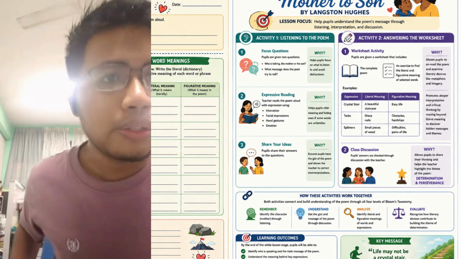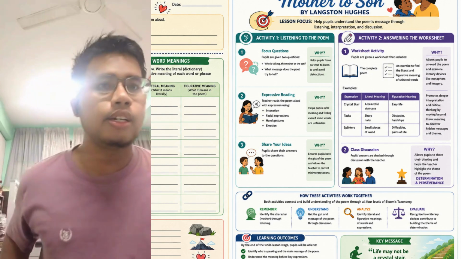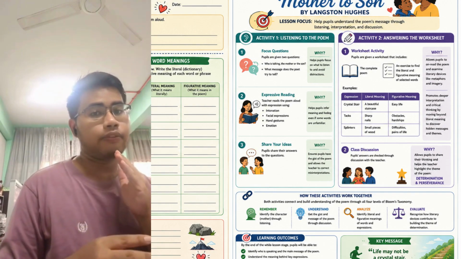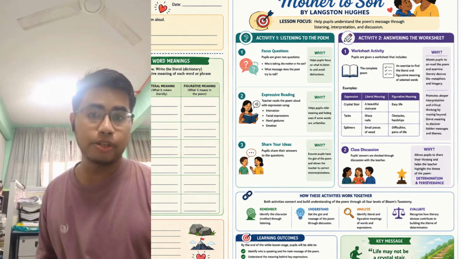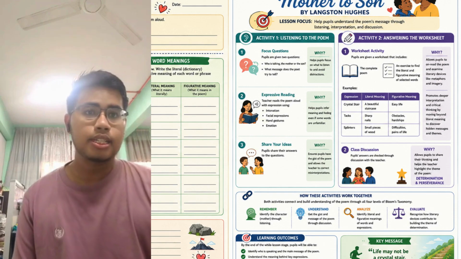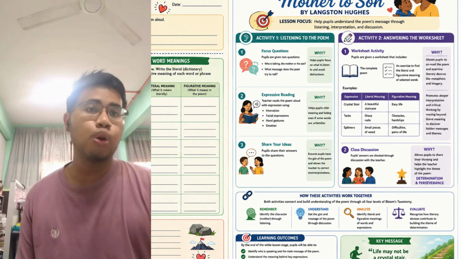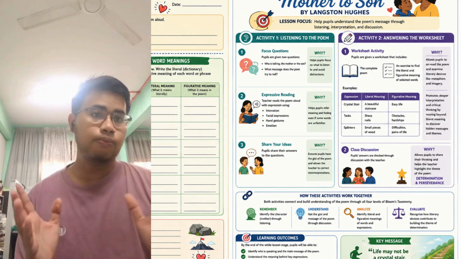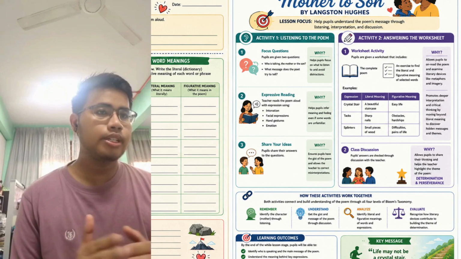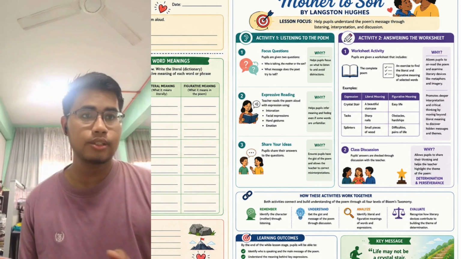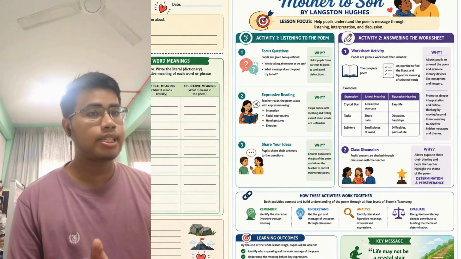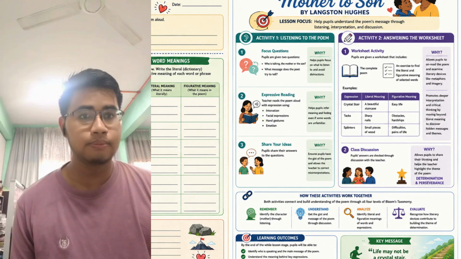Alright, moving on to the next stage, which is the while-reading stage. Actually, we have 2 activities that I would like to present for this part of the presentation, starting with listening to the poem. Basically at the start of the listening part, students will be given 2 questions, which are: who is talking? Is it the mother or the son? And what message does the poet try to tell?